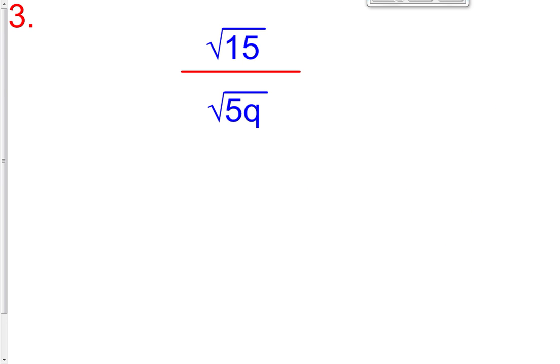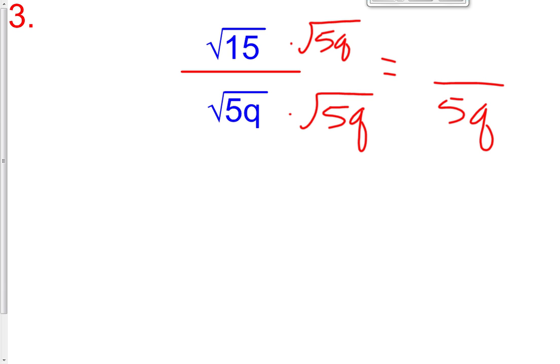Problem number 3, we jump a level of difficulty slightly, but the same concept exists. We're going to multiply both top and bottom by whatever the radical is. So if the radical is square root of 5q, multiply the bottom and the top by the square root of 5q. So in the bottom, the square root of 5q times the square root of 5q is 5q. And in the numerator, square root of 15 times square root of 5q, you multiply the numbers underneath the radical, and you get the square root of 75q. So you've successfully rationalized the denominator.